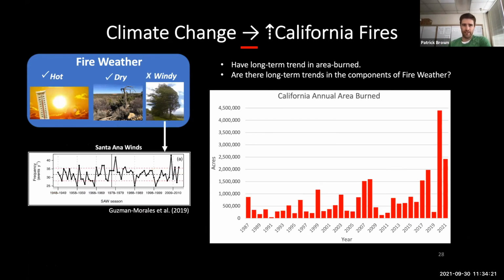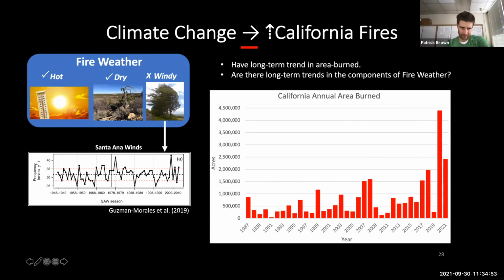And then wind, so this gets to the question about why wind was purple in that diagram. Again, it's not saying the wind doesn't affect fires. Wind certainly affects fires. Windier conditions cause there to be more fire movement and cause fire activity to be more severe. But I have an X here for whether or not the winds are changing in such a way that it would cause an increase in California fires.